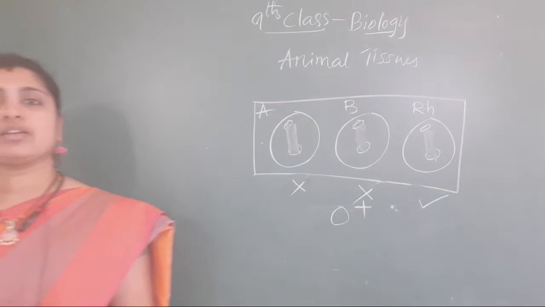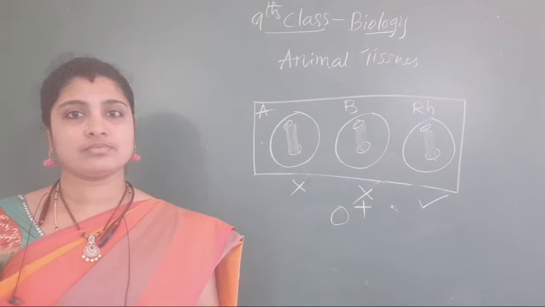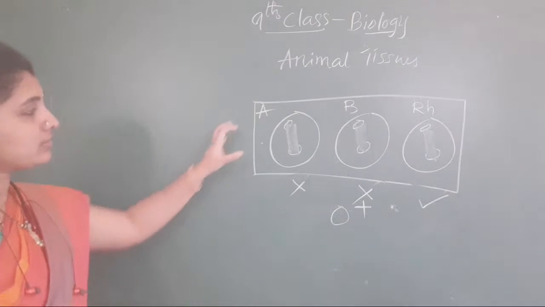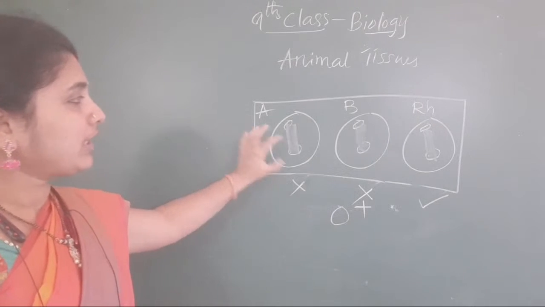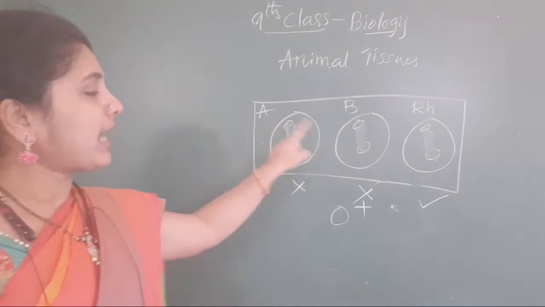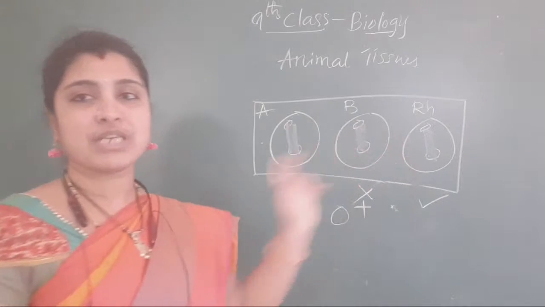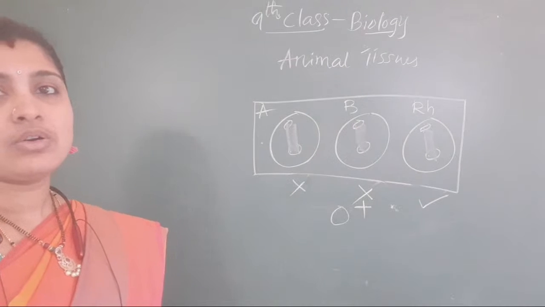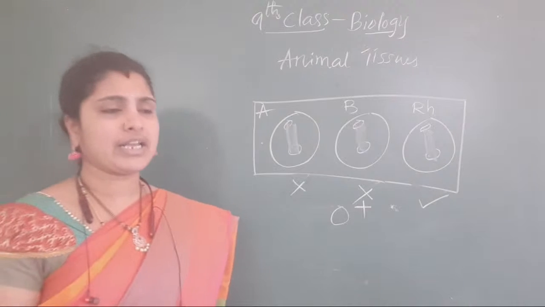How you can determine: you take the blood sample of the person. If in the procedure no clumps are formed in the A circle and the B circle, but clumps are formed in the RH circle, then we can say they are O positive persons.